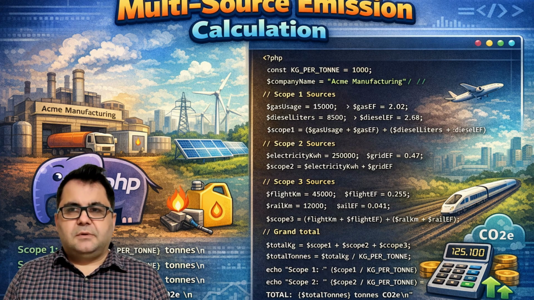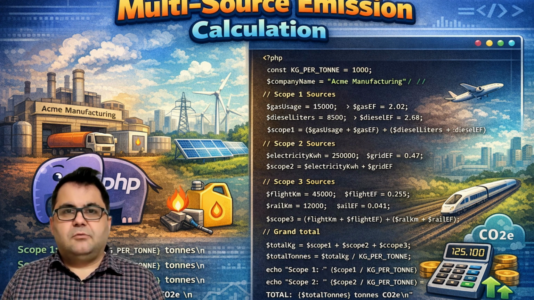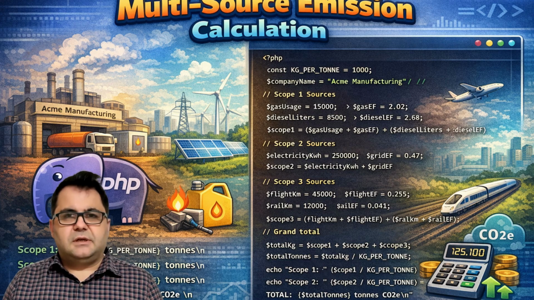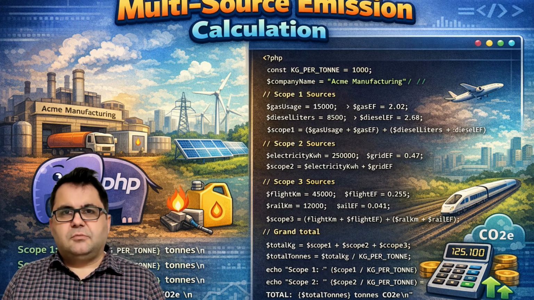This is essentially what our platform does at the core level, but instead of hard-coded values, it reads from forms and databases. I want you to type this in and run it. Change the numbers. See how the totals change. Get comfortable with the pattern.